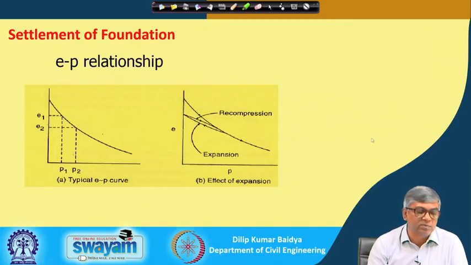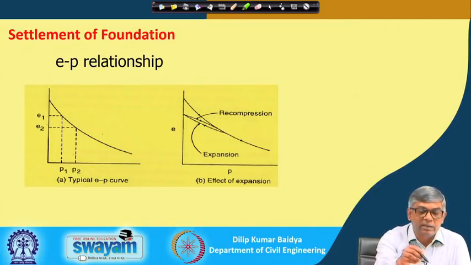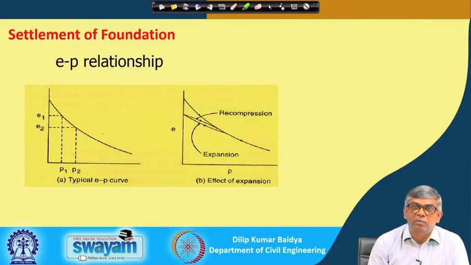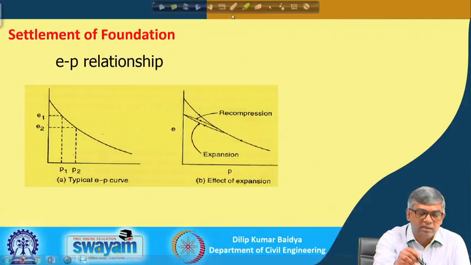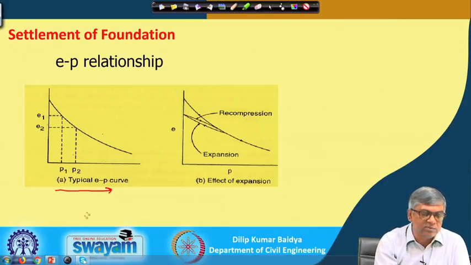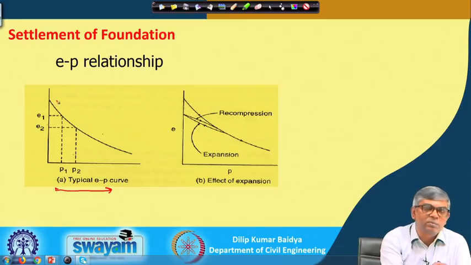The next thing is the number of ways consolidation settlement can be obtained. We will discuss one or two methods. As I have mentioned, consolidation is nothing but change of void ratio. If we increase the pressure along this axis, pressure was less here, so void ratio was large. When you increase the pressure, void ratio decreases.